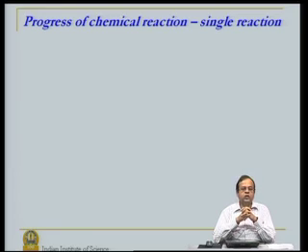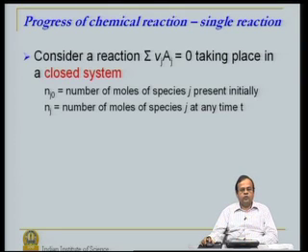So, how do we measure chemical reaction? The idea here is the following. Let us consider once again a single reaction, summation nu j A j equal to 0. I have omitted the summation over j for the sake of simplicity, but it is understood that it is summed over all species, and let us say that this reaction is taking place in a closed system.